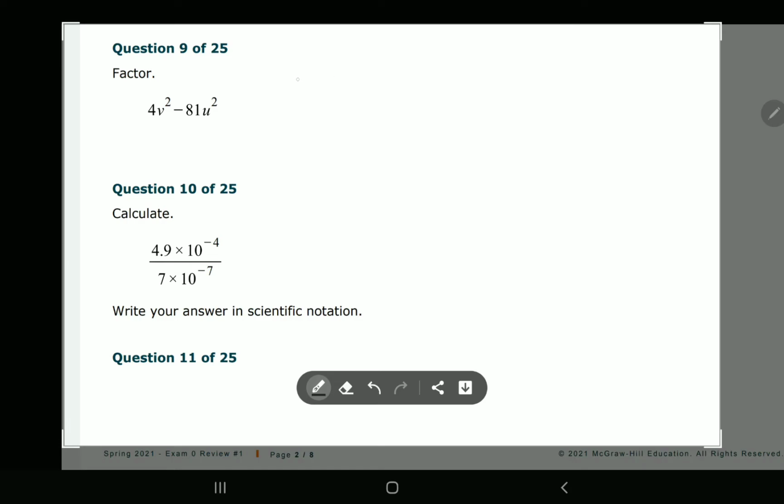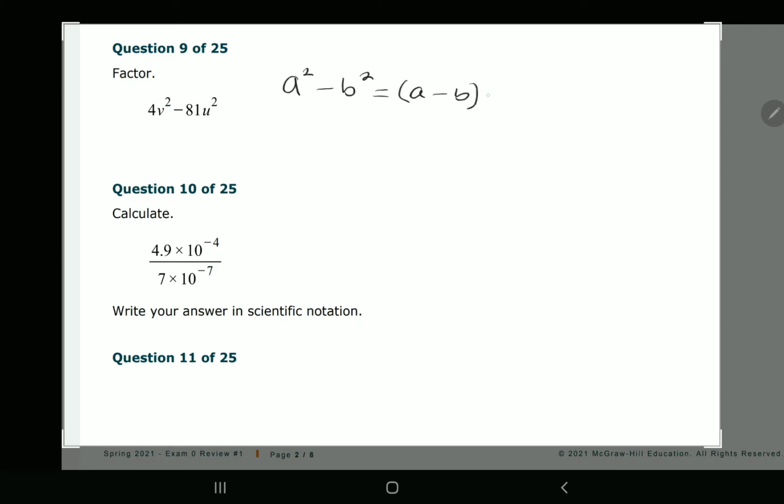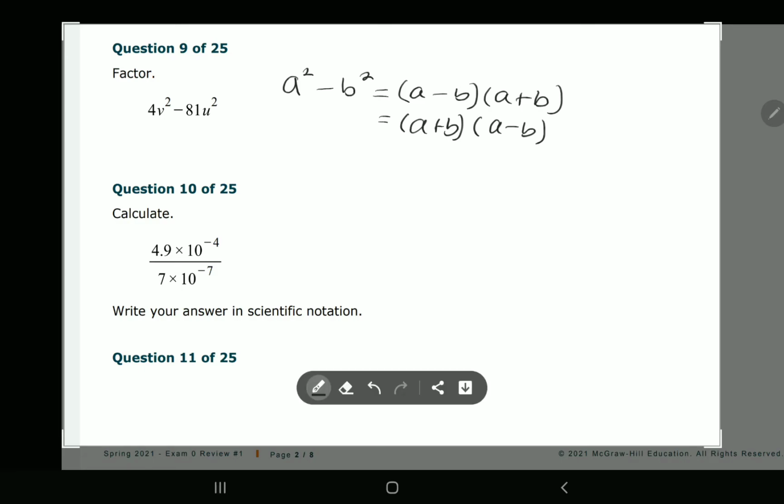When I factor the difference of perfect squares, a squared minus b squared, that equals multiplying conjugates: a minus b times a plus b, or you can write it as a plus b times a minus b. Order really doesn't matter. So let's factor 4v squared minus 81u squared. And first, I want to write that in a simpler form.